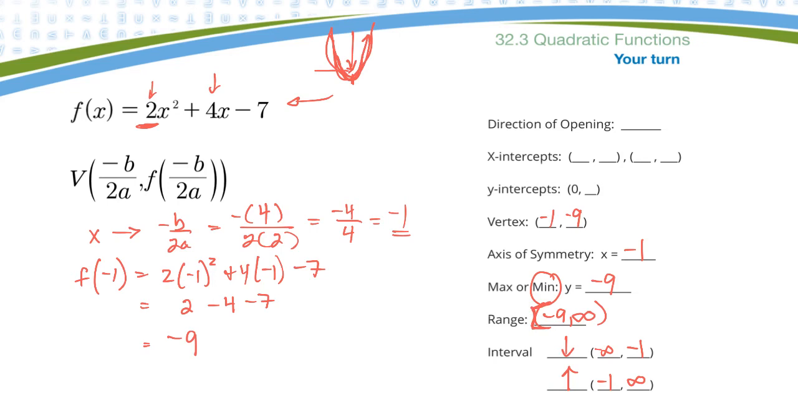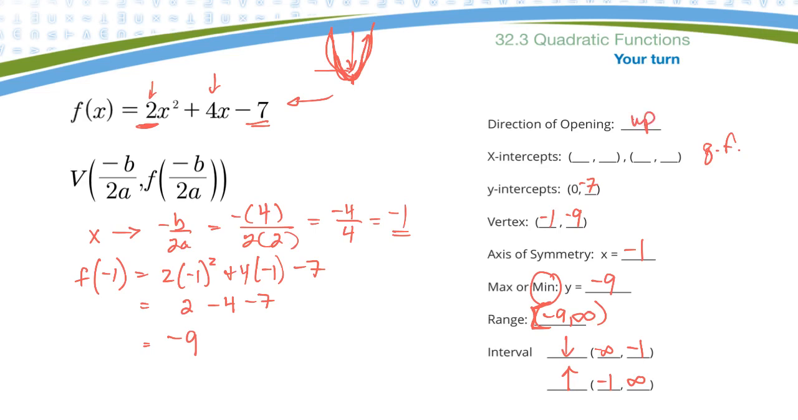Okay, the y-intercept is this number right there, -7. The x-intercepts, with this one, I'd probably try and factor. I don't think factor would work, so probably the quadratic formula. And the direction of opening is up.